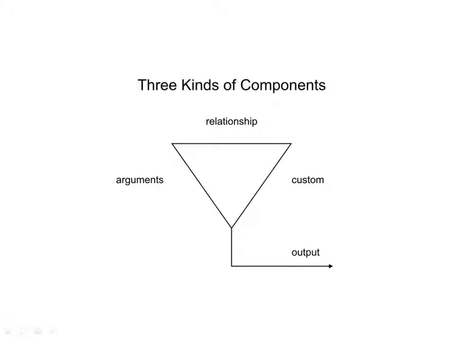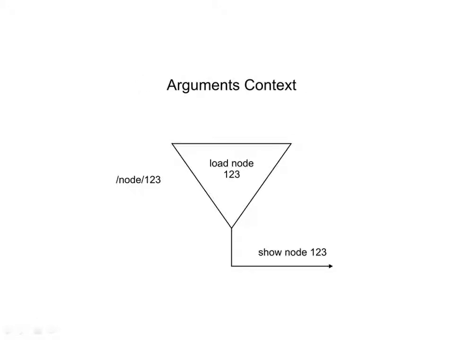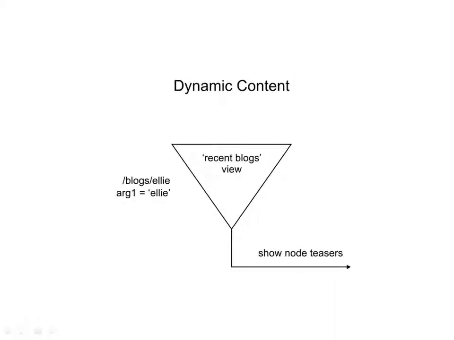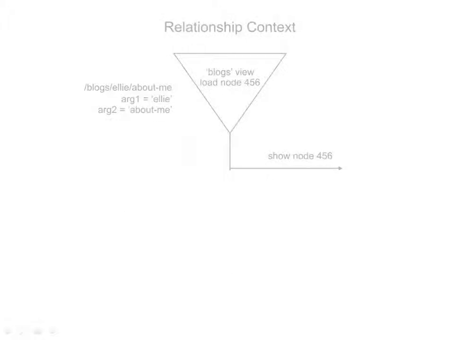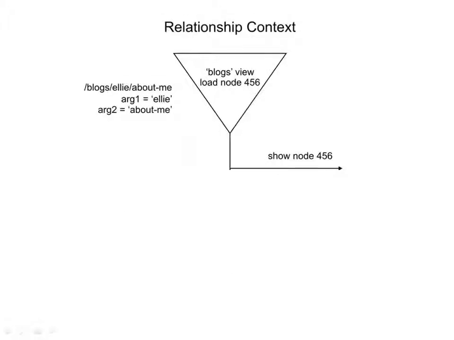So contextual information can come from the path, from the URL, as an argument, or from a fixed setting, that would be, say, the node ID. A component can also retrieve content through a dynamic mechanism like a view, and it can take an argument, feed it to the view, and pull up a particular node. And it gets really interesting when it can actually pull information from another component through a relationship.